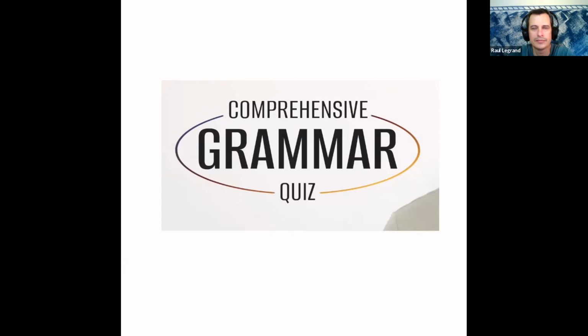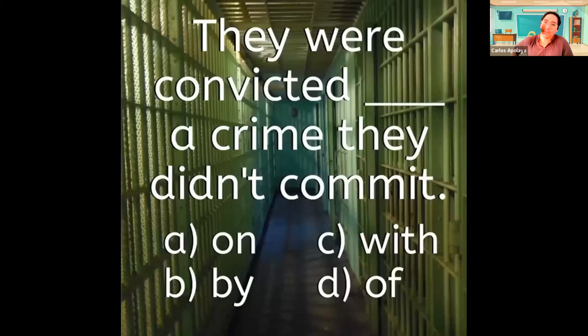Now, then we have a comprehensive grammar quiz. This is a test, so let's start. The first word is, what is convicted? Do you know, Raúl? Convicto. And what is preso, a convicto? Un reo, un preso.